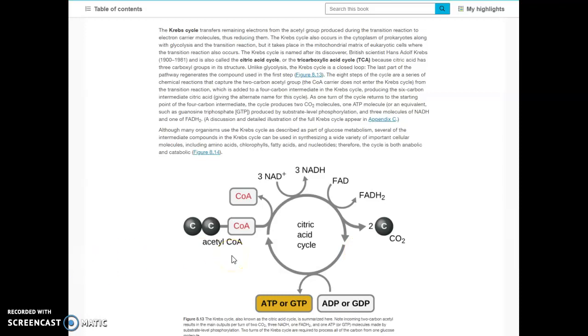But we run the citric acid cycle twice, because remember we have two pyruvates that we ended up with at the end of glycolysis. So we're going to run this reaction twice. So at the end of our Krebs cycle, with both of our pyruvate molecules, we end up with 6 NADHs, 2 FADH2s. We end up with 4 carbon dioxides and 2 ATP.